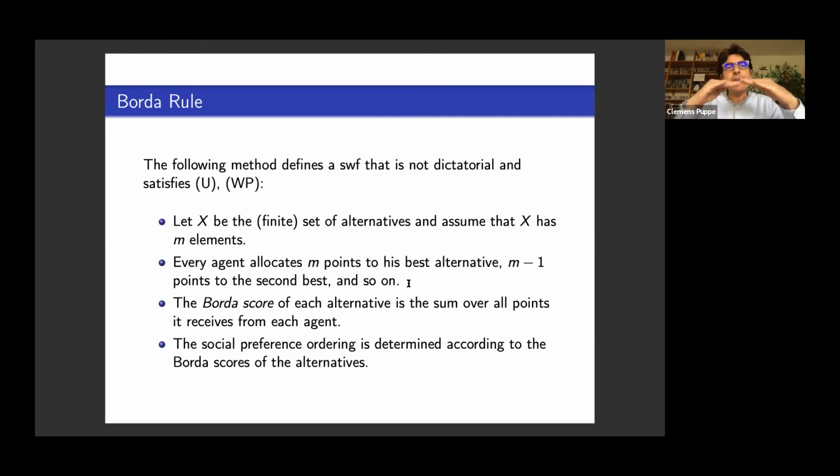Now, if you have indifferences, you should somehow solve this. This is only a technical problem. Then the Borda score of each alternative is simply the sum over all these points it receives from each agent, and the social preference ordering is determined according to the Borda scores.